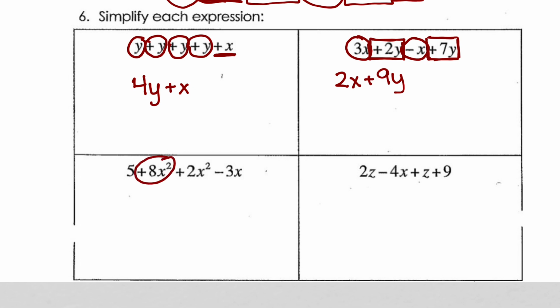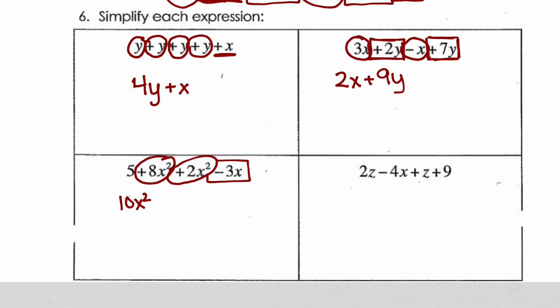What term is like 8x squared? Positive 2x squared. So if I've got 8 of them on the left and 2 of them on the right, altogether I have 10x squared. Now, I have one that's just got a plain old variable. I've got this one right here, negative 3x. Can I combine that with the 5? No. Why not? Because it doesn't have the same variable. It doesn't have the exact same variable.